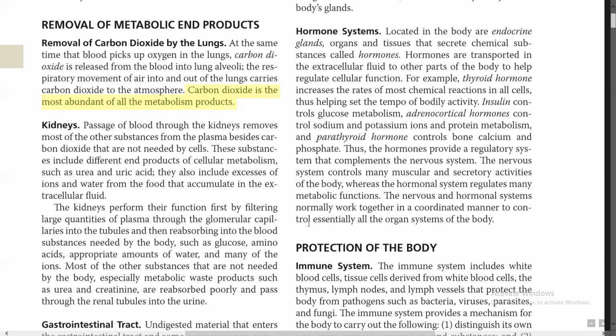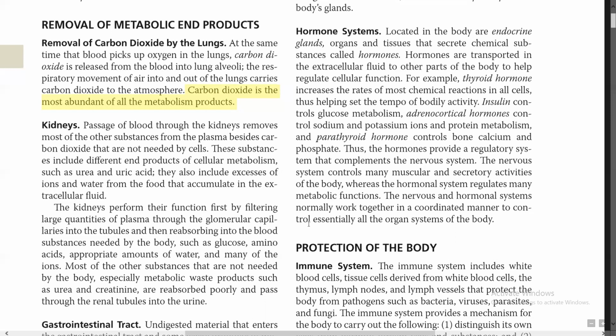Okay. Kidneys. Passage of blood through the kidneys removes most of the other substances from the plasma besides carbon dioxide that are not needed by the cells. The substances include different end products of cellular metabolism, such as urea and uric acid. They also include excesses of ions and water from the food that accumulate in the extracellular fluid.